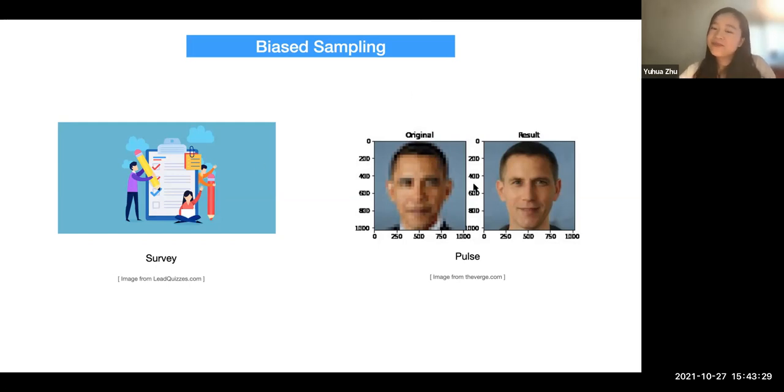There's also another very famous example in artificial intelligence, the so-called PULSE model. This is an algorithm that can automatically transform an unclear picture into a clear picture. However, when people input a blurred picture of Obama, it somehow outputs a white male's picture. The reason behind this is that when they trained this model, they used a lot of biased sampling. So the model trained from biased sampling is a biased model. So we see that correcting biased sampling is a very important issue in machine learning.